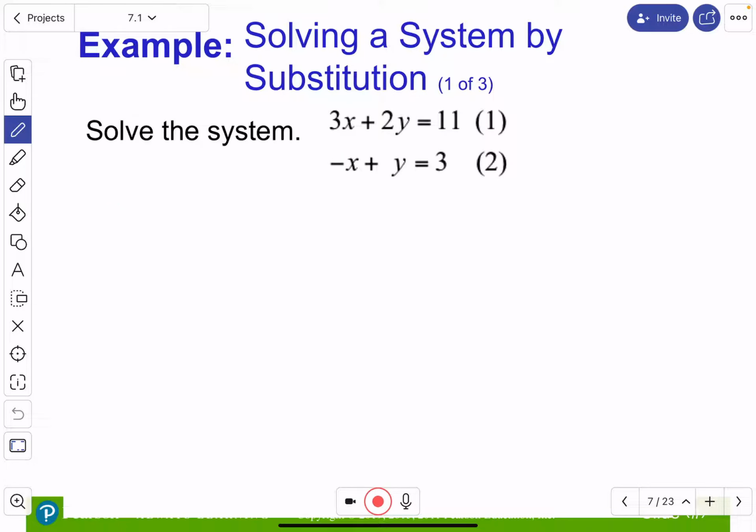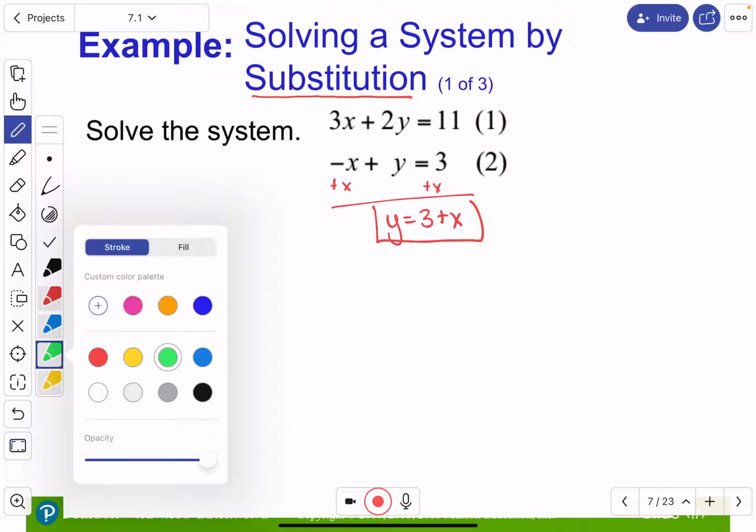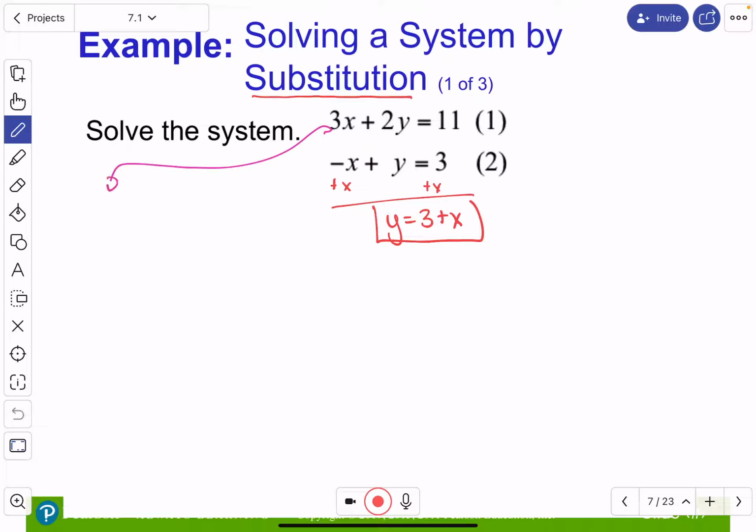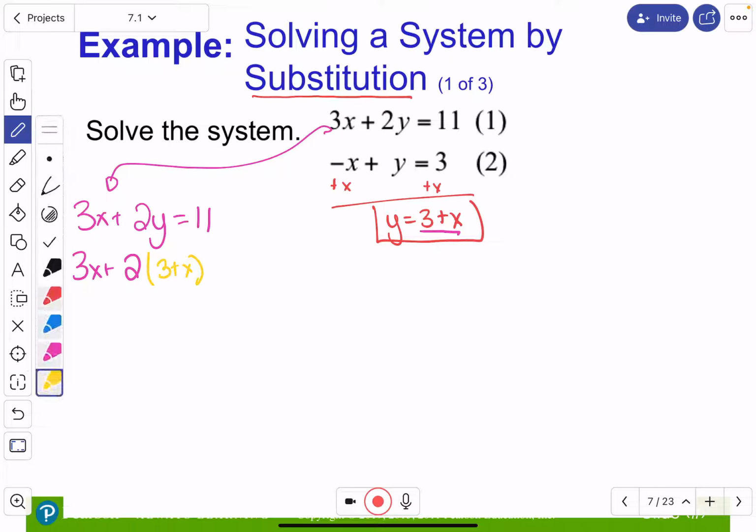There are various ways to solve systems. You can plug them into your calculator and see where they intersect, or we can do substitution. So substitution, you want to solve one of your equations so that it says y equals or x equals. By doing this, I have now turned equation 2 into y equals 3 plus x. Now we're going to substitute that into our original equation. By substitute, I mean we're going to take this and write it instead of the y. So instead of 2y, I'm writing 2 times 3 plus x.